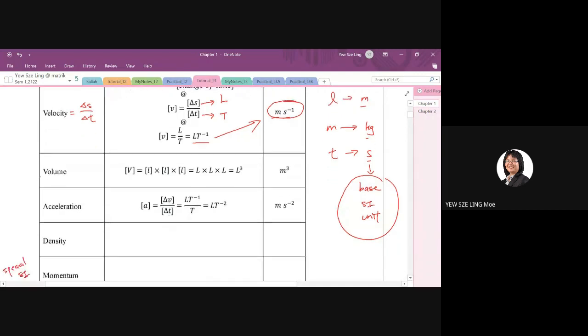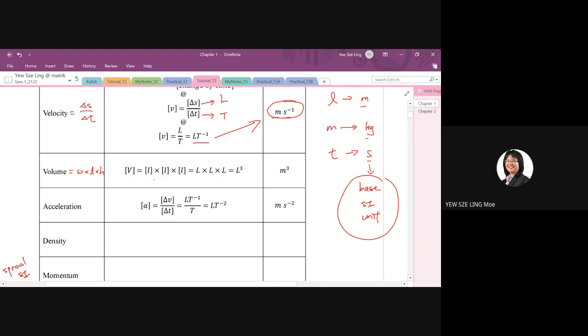Next one is the volume. Okay, so volume we know is the width times the length times height. And all three of them are related to length. You measure it by using length. You measure the lengths and then you multiply them to obtain the volume.